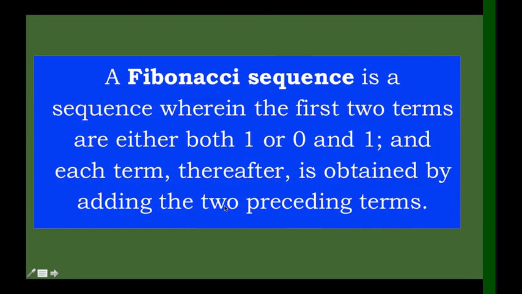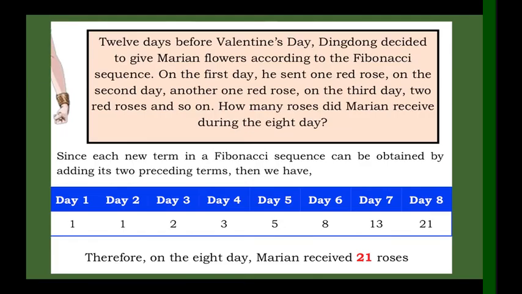Fibonacci sequence is a sequence wherein the first two terms are either both 1 or 0 and 1. And each term thereafter is obtained by adding the two preceding terms. So 12 days before Valentine's Day, Ding Dong decided to give Marian flowers according to the Fibonacci sequence. On the first day, he sent one red rose. On the second day, another one red rose. On the third day, two red roses, and so on. How many roses did Marian receive during the 8th day?